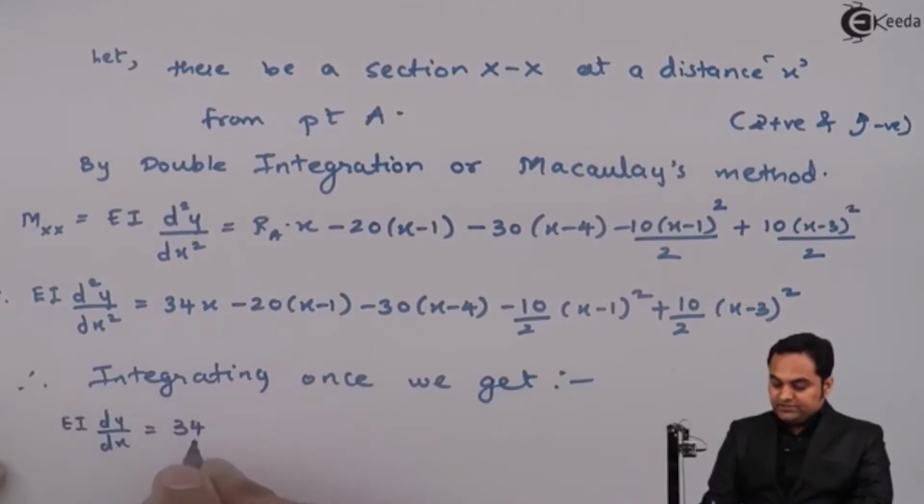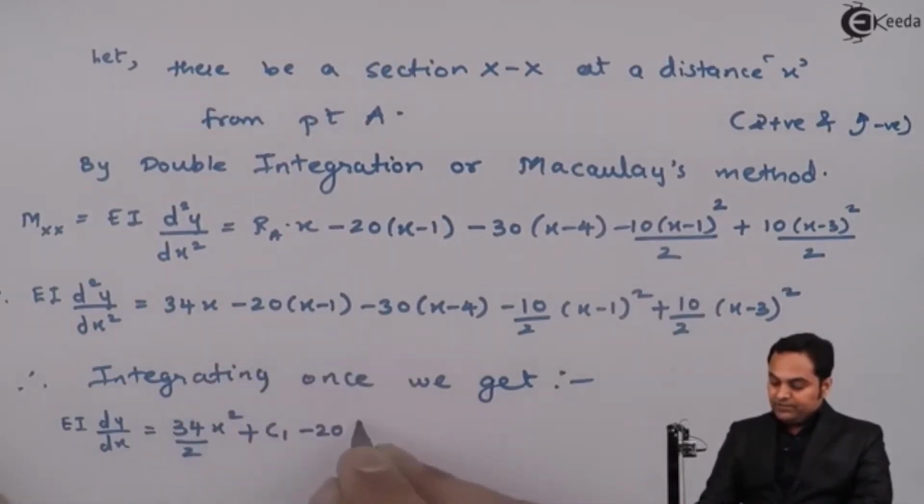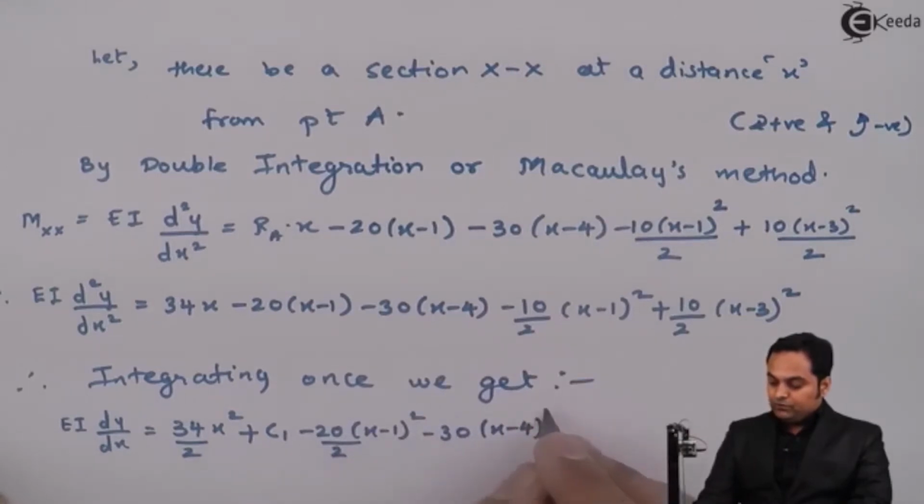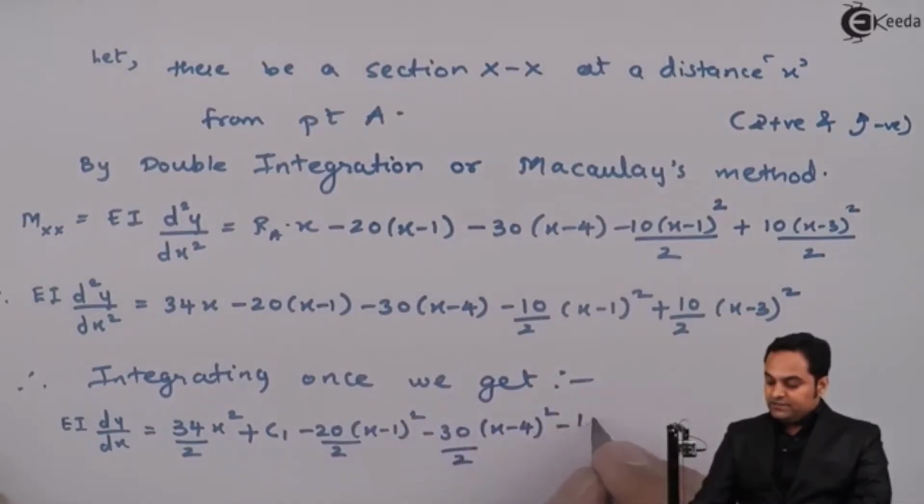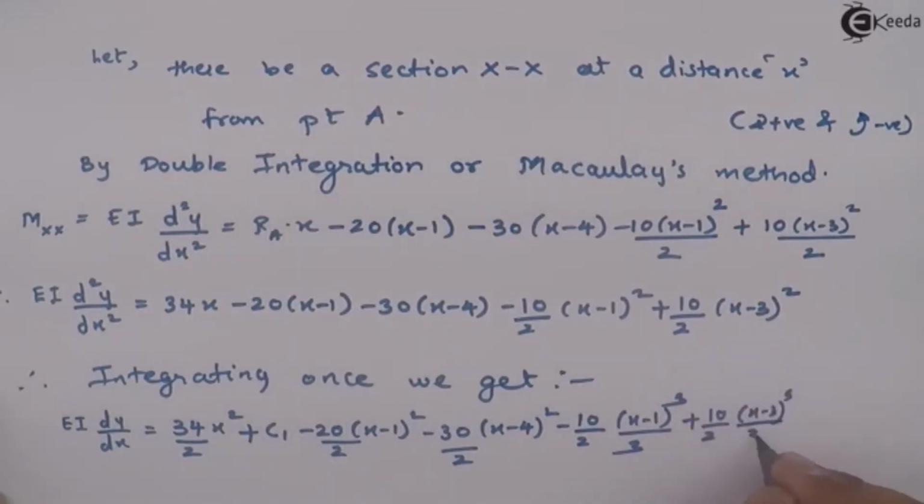34x integration is 34 x square by 2 plus c1, the constant of integration, then minus 20 into x minus 1 whole square by 2 minus 30 x minus 4 whole square by 2. I am integrating this: minus 10 by 2 x minus 1 square, so integration becomes x minus 1 whole cube by 3, plus 10 by 2. Integration of x minus 3 whole square is x minus 3 whole cube by 3.